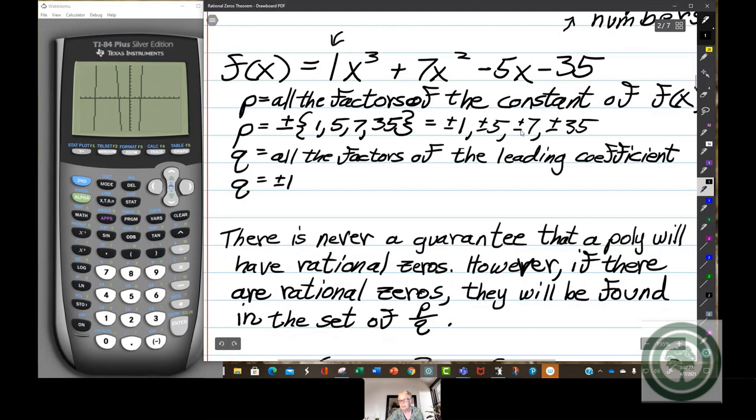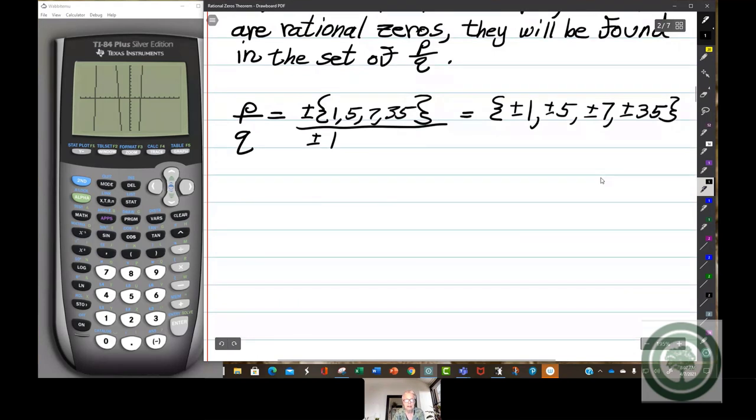Negative 7 is in the pool of all possible P over Qs. These are all possible rational zeros. If they're not in this group, they don't exist. Okay, so negative 7 is definitely there. Let's try it. Negative 7.